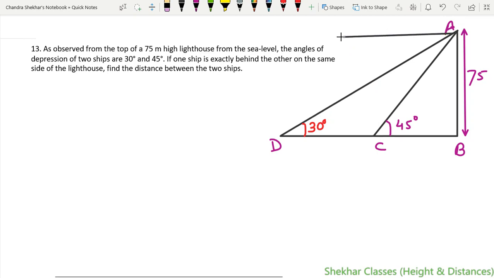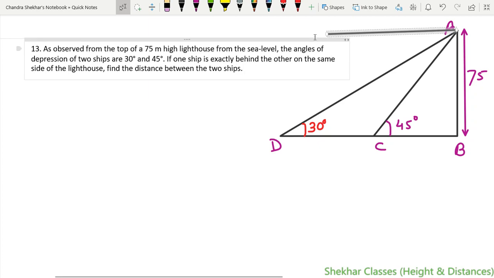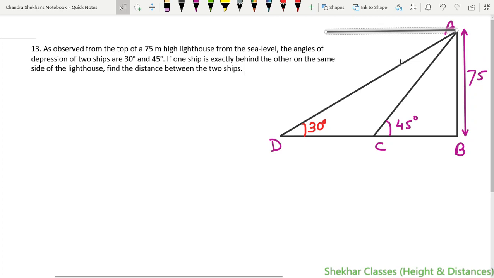the lighthouse, but I haven't drawn the horizontal plane here, so that I can draw it. Okay, fine. It says the angle of depression. So angle of depression, I can mark it here. So the first one, the angle of depression will be, say here, this angle of depression is 30°, and the other one will be 45°.